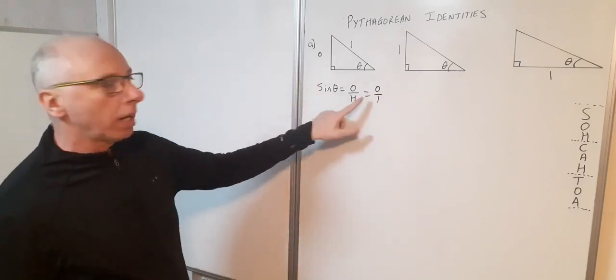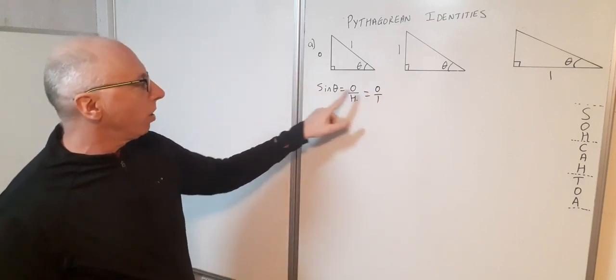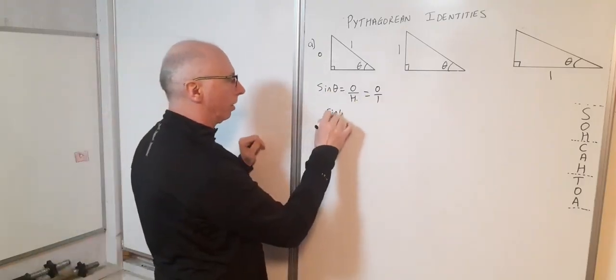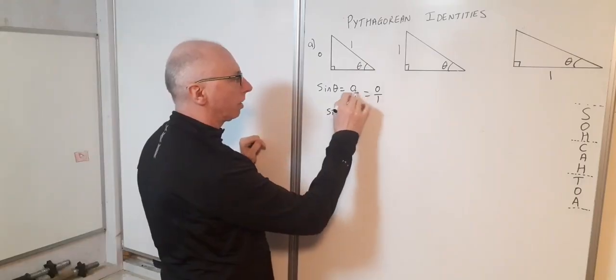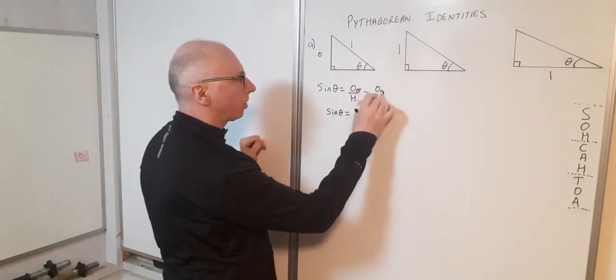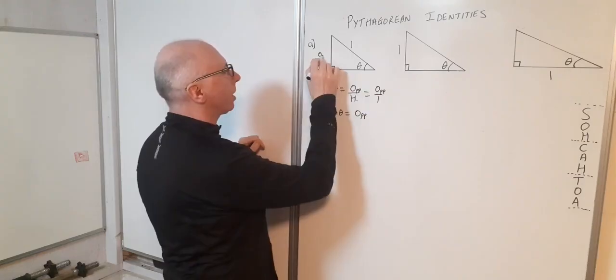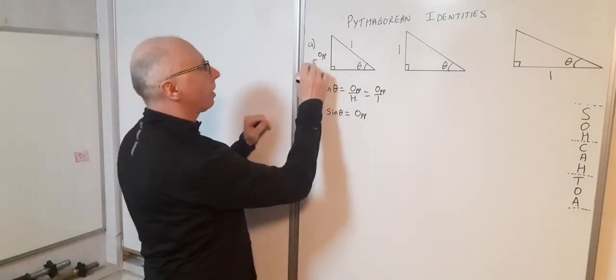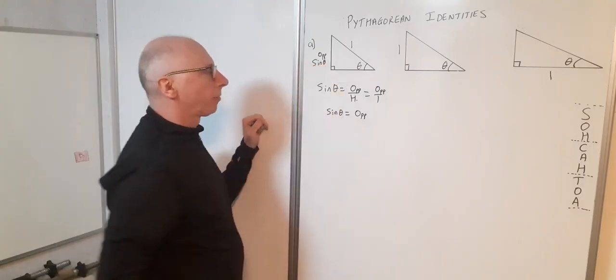Now if I just multiply both sides by this 1 to get this 1 over here, I've got sine theta equals the opposite. Let's just call that opposite there. So sine theta equals opposite. So here we've got sine theta.